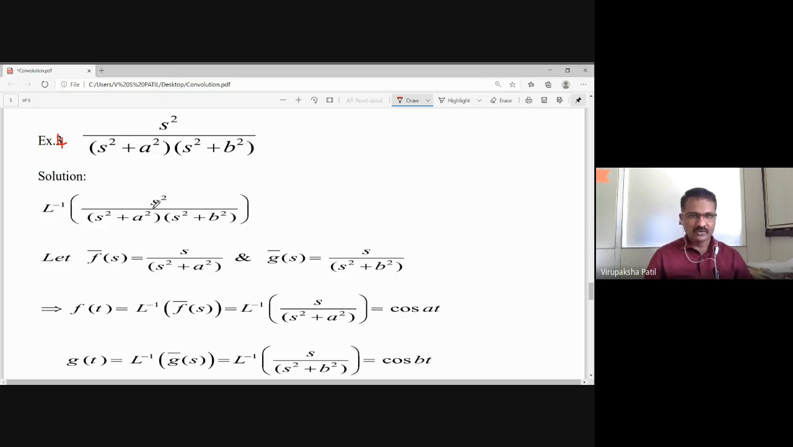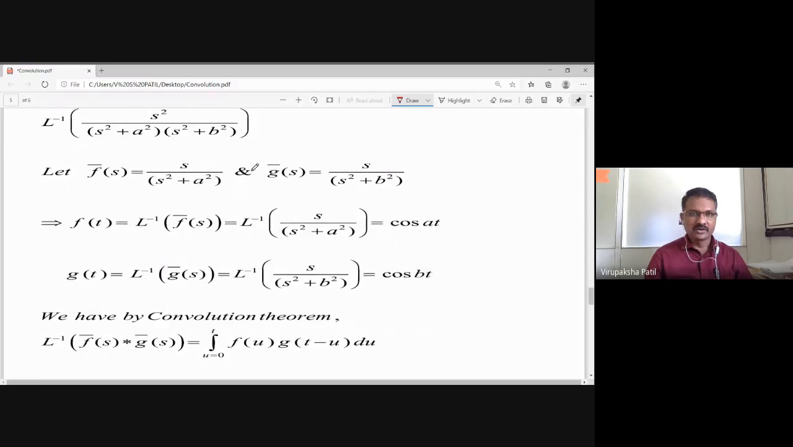Let f bar s is equal to s divided by s square plus a square, and g bar s is equal to s divided by s square plus b square. Split this into two parts, so that if you multiply these two, the original thing will remain as it is. Next, find the inverse Laplace transform of this. Inverse Laplace transform of this becomes what? That is f of t.